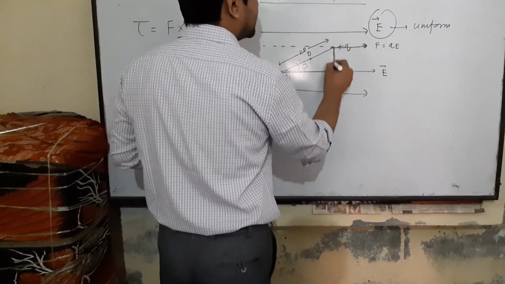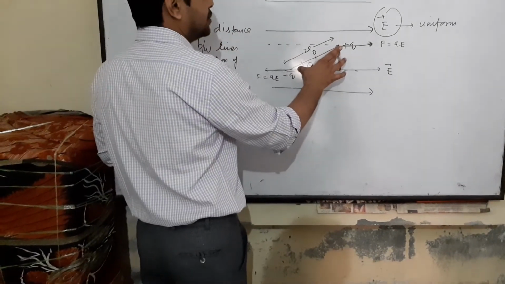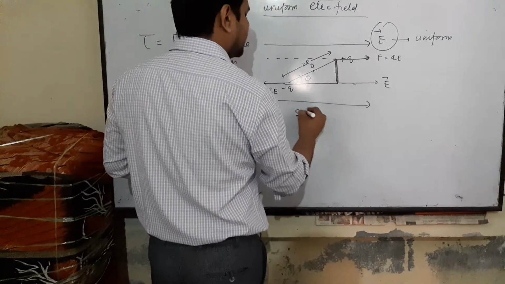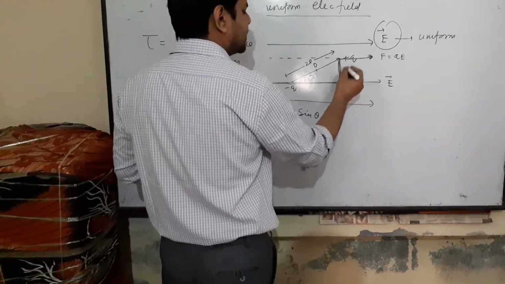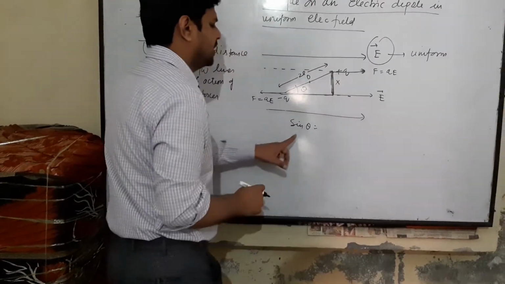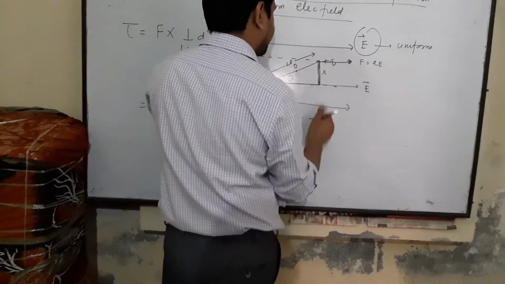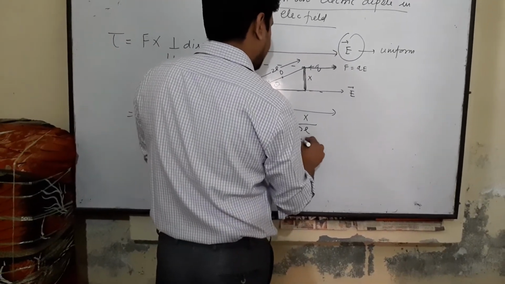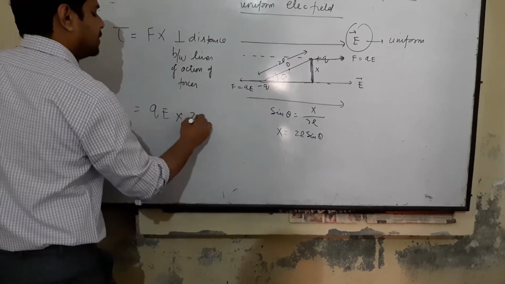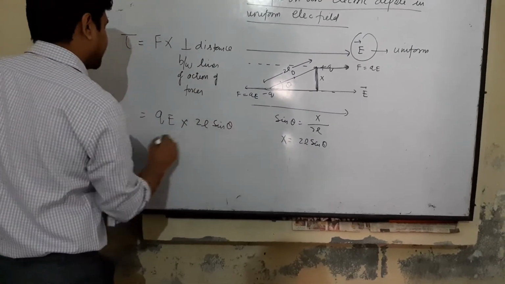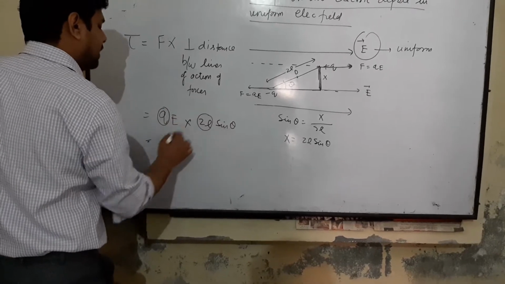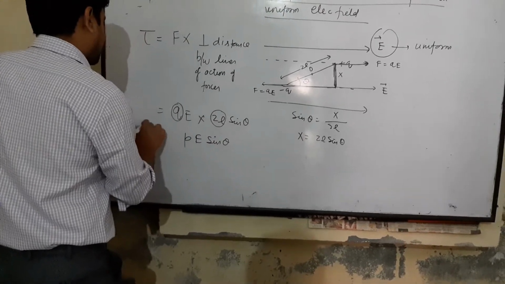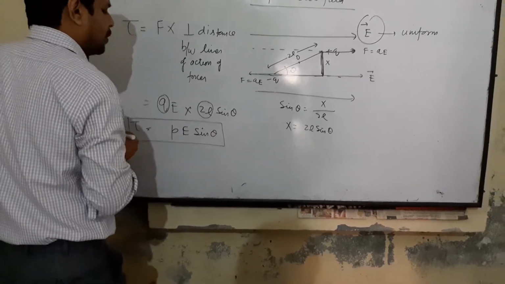How can we calculate this distance? We know this is 2L and this angle is theta. In this triangle, sine theta equals perpendicular over hypotenuse, let's suppose the perpendicular is x, so the perpendicular distance will be 2L sine theta. Now write it here: QE times 2L sine theta, and Q times 2L is p, so torque equals pE sine theta. This is the expression for torque.